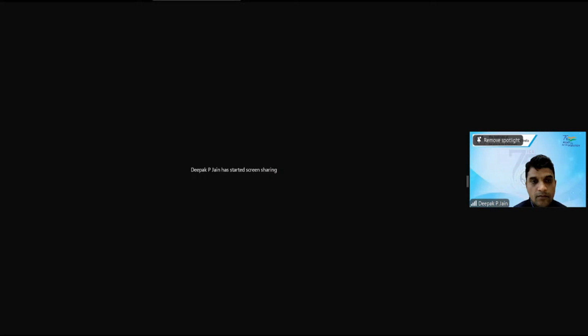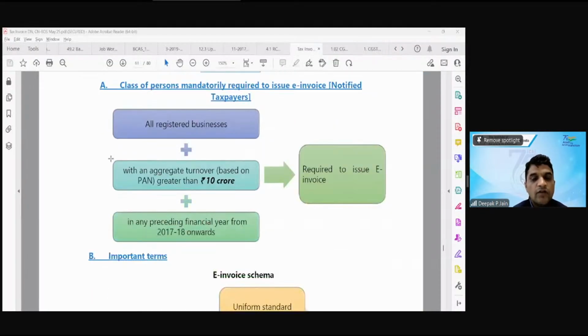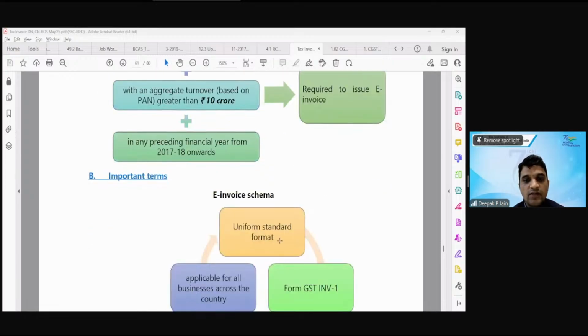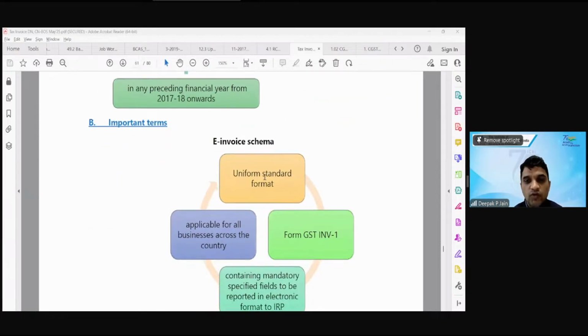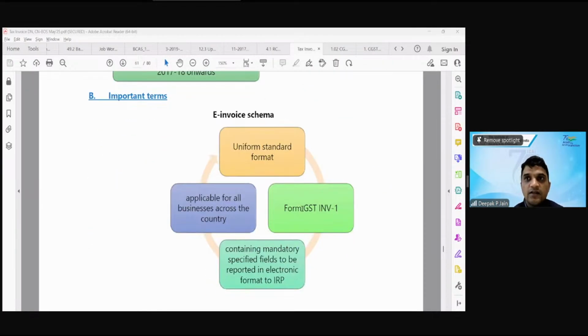So if we have to understand e-invoicing, for every class of persons, all registered persons having turnover greater than 10 crore, the material still says 10 crore, but there is an amendment which makes it 5 crores. And in any preceding financial year, then you're required to raise an e-invoice. The e-invoice schema says unified standard format, and the e-invoice format is from GST INV1. It contains the mandatory specified fields, and it is applicable to all businesses across the country.